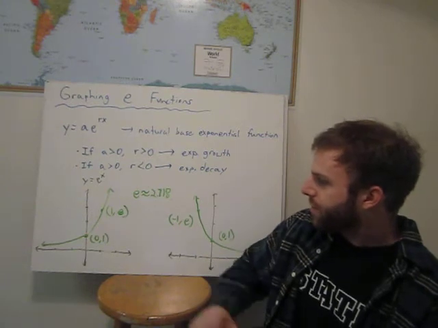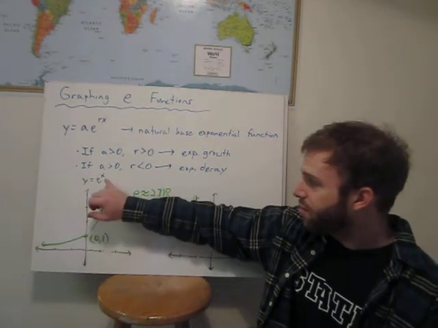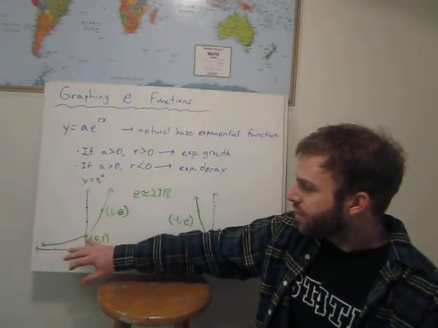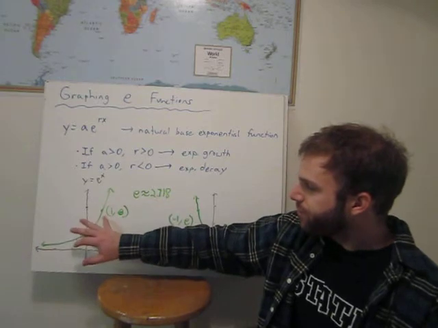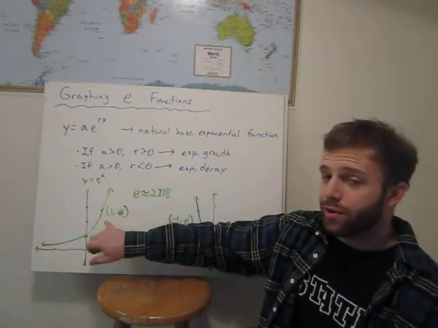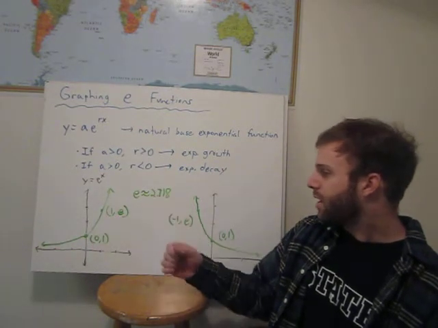And so our two main points right here, we've got 0. If we put 0 into this function, we've got e to the 0, which is going to be 1, and that's where it crosses the y-axis. If we put in 1, it's just going to be y equals e. So the coordinate here is going to be (1, e), and e is about 2.718.